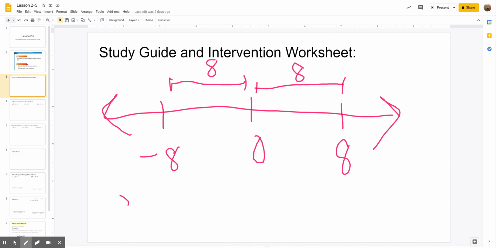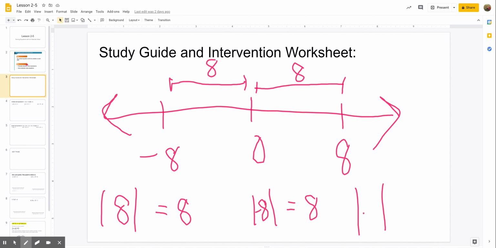So here, the absolute value of 8, talking about distance, is 8. And the absolute value of -8 is also 8. So basically anything you stick into these absolute value bars is always going to come out as 8. So the absolute value of -2 is just 2. Same thing as 2.